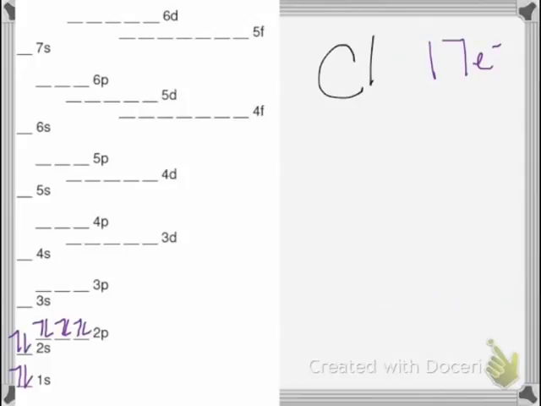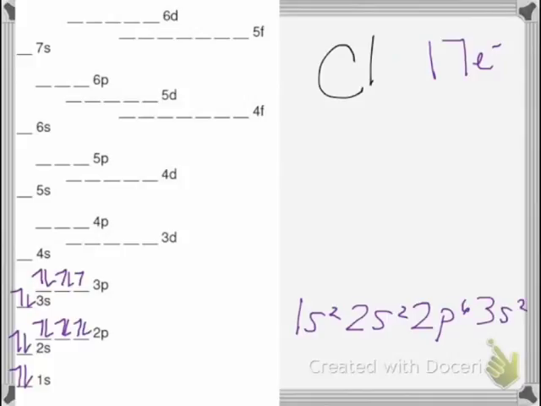Our next ones are going to go in 3s, 1 up, 1 down. That gives us 12. So then we need to work it out till we get to 17. So let's do 1 up in each 3p. That gives us 15, and now we need 2 more, so we do 2 downs. And so what's our electron configuration going to look like for this? 1s2, 2s2, 2p6, 3s2, 3p5. There we go.